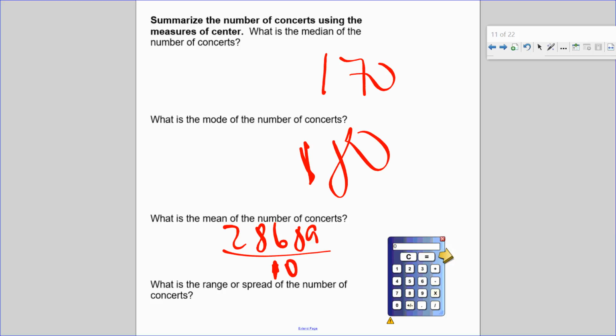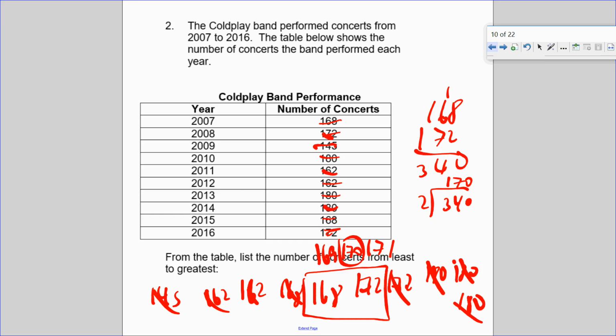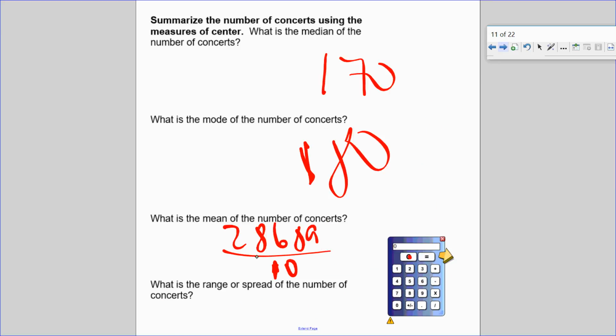Okay, I must have added it wrong. So you know what? I'm going to redo it again because I came up with 2,800, and that doesn't even make sense. So I know that's wrong because we're looking for the average. Let's do it again. 145 plus 162 plus 162 plus 168 plus 168 plus 172 plus 172, 180, 180, 180. Okay, this makes a little more sense.